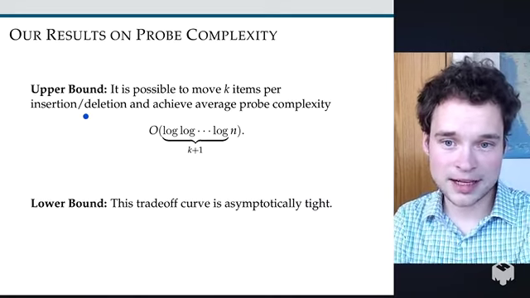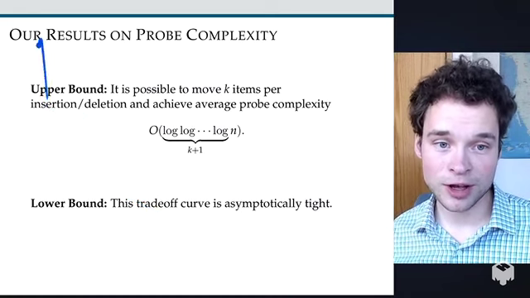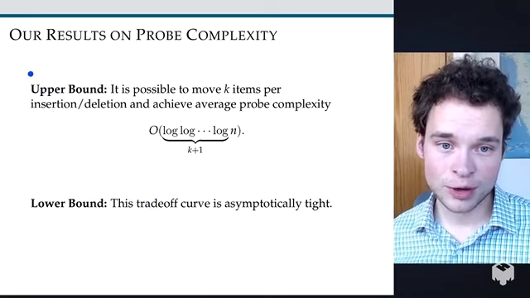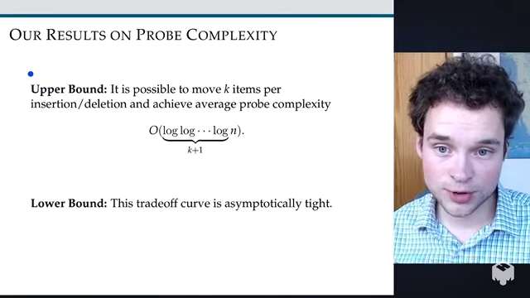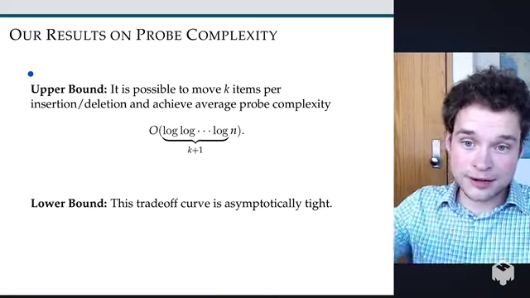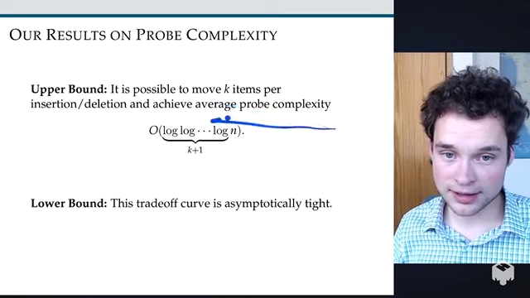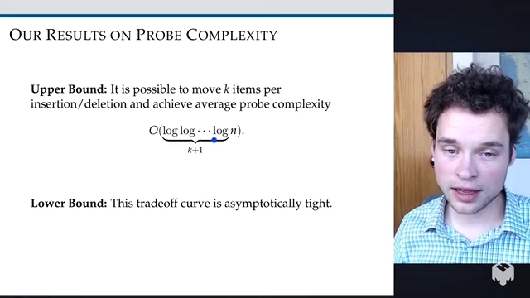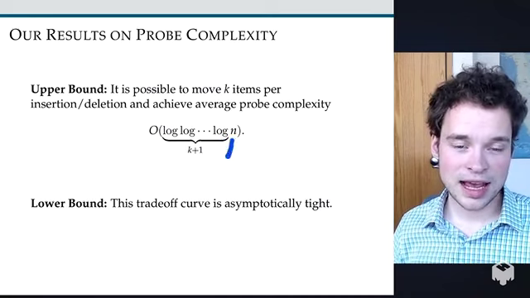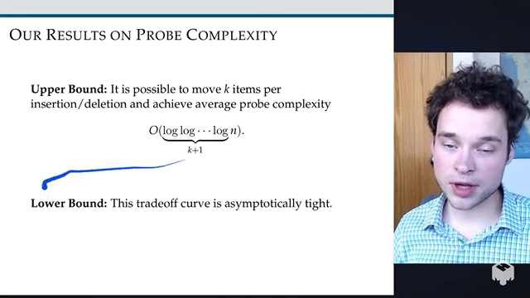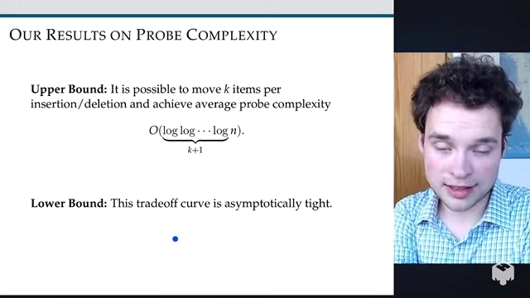So for this probe complexity problem, we prove two results. The first is an upper bound, which is essentially the same upper bound we've been talking about throughout this whole talk. What it says is that if you're willing to move around k items during each insertion and deletion, so what that means is that the insertion leads to k different items being rearranged in the hash table, then you can achieve an average probe complexity of log log log etc., k plus 1 times of n. That's the upper bound. And then the lower bound says that this is actually an asymptotically optimal trade-off curve. So in other words, this is really the right answer to the probe complexity problem.